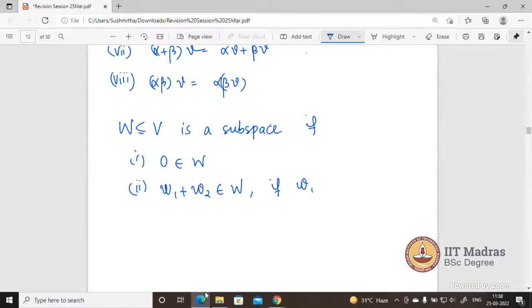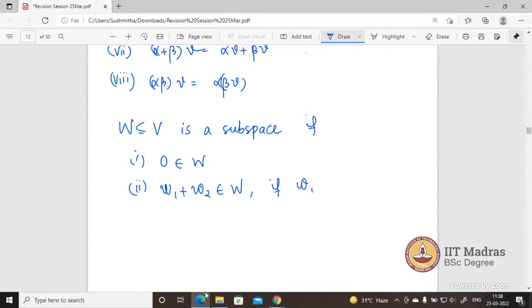Here 0 means, like, if it is R3, then 0, 0, 0. Yes. This is the notation for the zero vector. It need not be the number 0. It is not always that it will be 0, 0, 0. It depends on the vector space what the zero vector is. Fine? Okay.